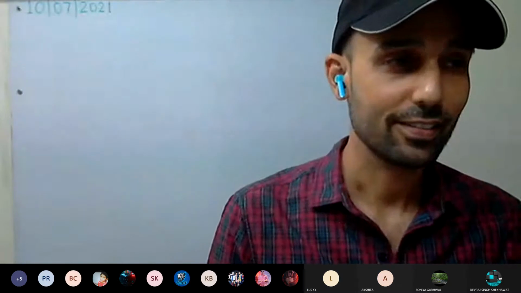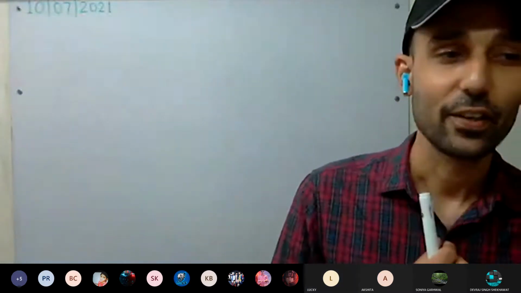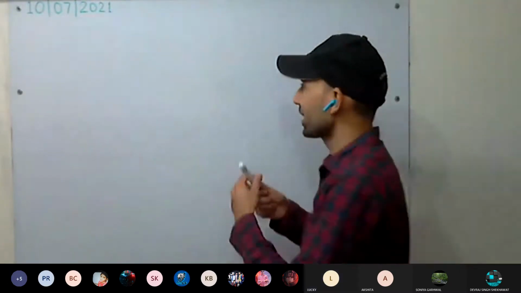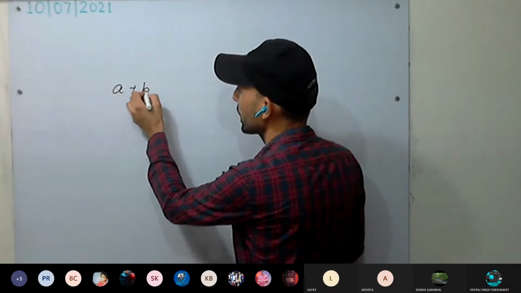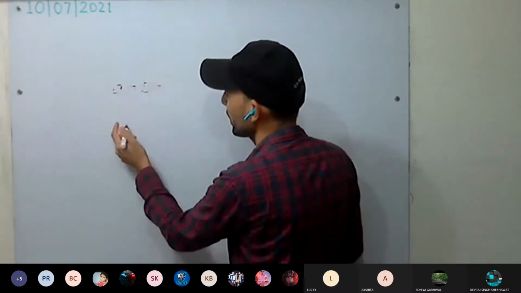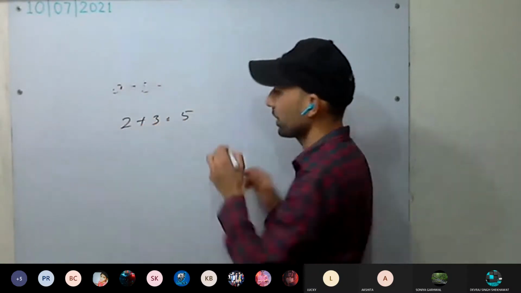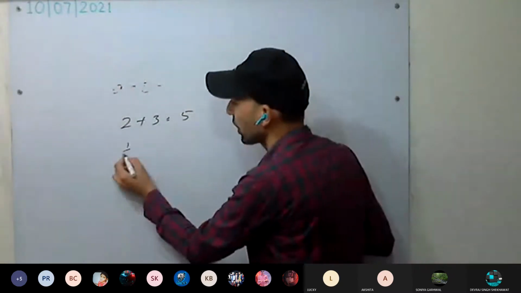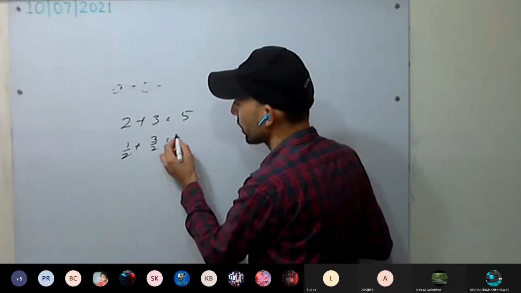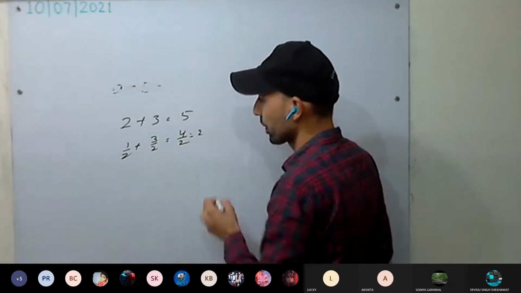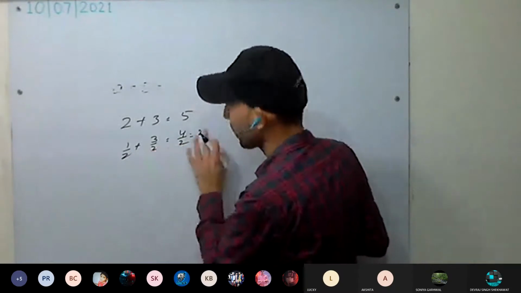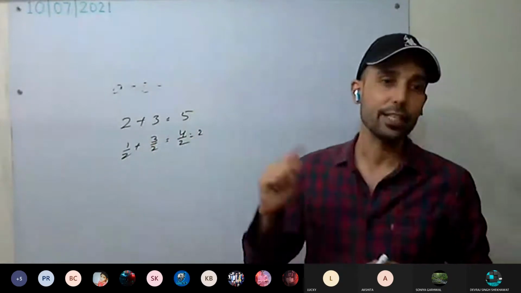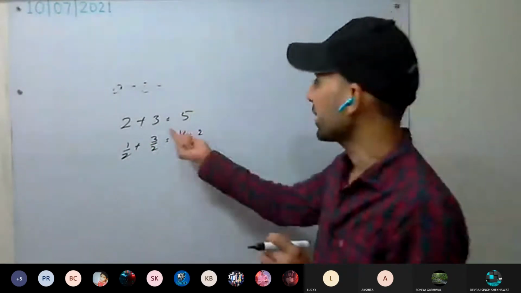So, associative requires three. Closure property. Closure means, if you add any two rational numbers, a plus b, for example 2 plus 3, you are getting 5. 2 is a rational number, 3 is a rational number, 5 is also a rational number. Or 1 by 2 plus 3 by 2, you will get 4 by 2, that is 2. Yes, you are getting a rational number. When we are adding two rational numbers, you will always get a rational number. That is closure property. That is, addition is closed.